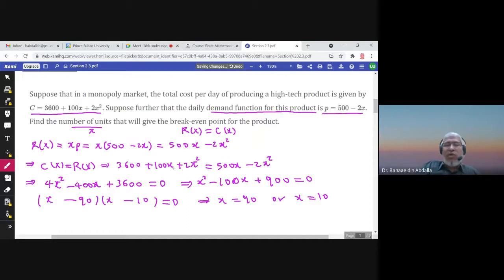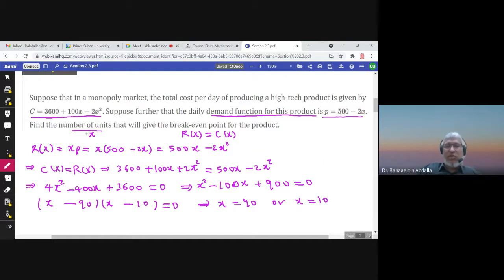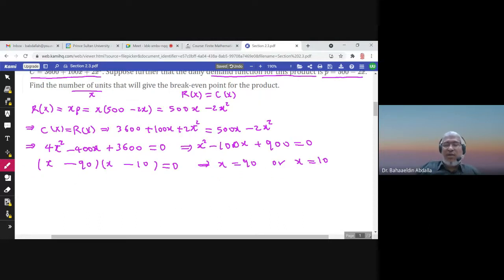So when we have a quadratic function, when the cost and the revenue are quadratic functions, we usually have two solutions for x. So the number of units that gives the break-even point would be either 90 or 10. Okay, so when they produce and sell 90 units, they will break even. And also when they produce 10 units, they will break even.